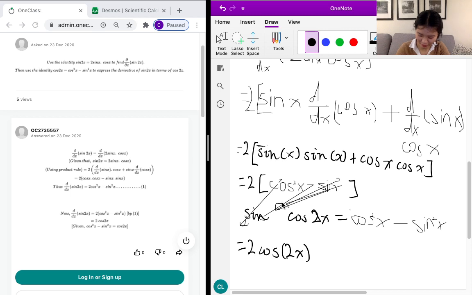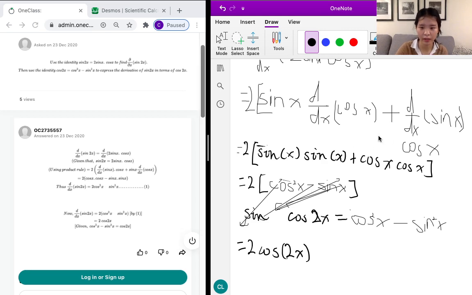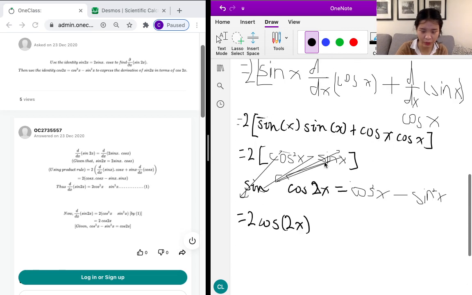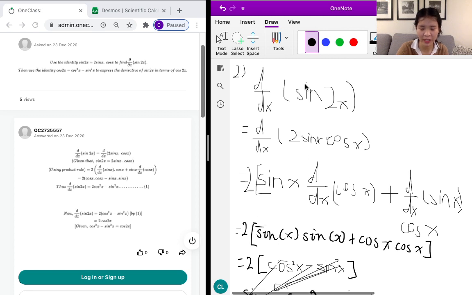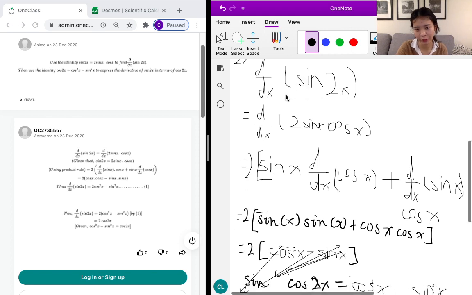My laptop is just so finicky lately. Okay. So again, the result is still 2 cos 2x. That is correct. So this is our result, and we know the derivative of sine 2x is equal to 2 cos 2x. We can also achieve the result directly by differentiating sine 2x. We just put the 2 in front and apply the rule, and we know the derivative of sine x is cos x. So it will also be 2 cos 2x.